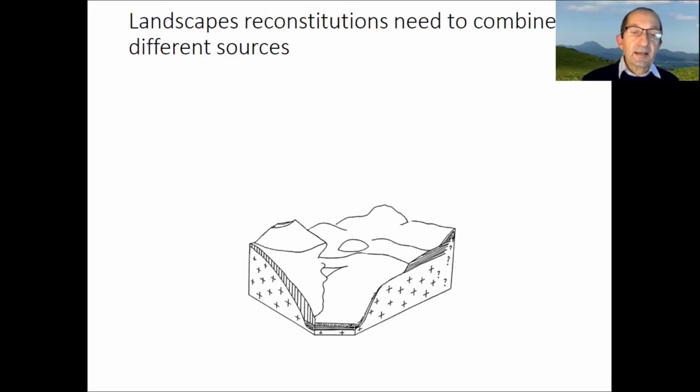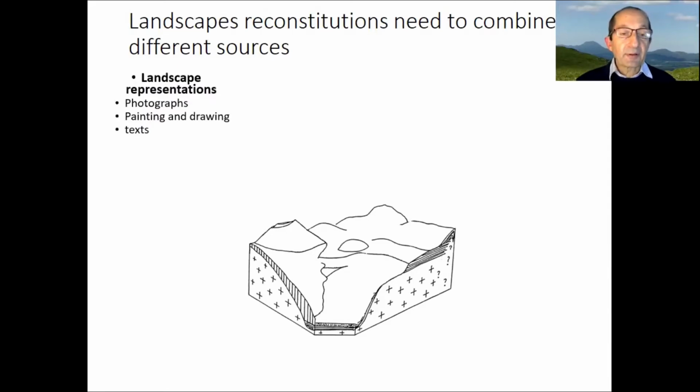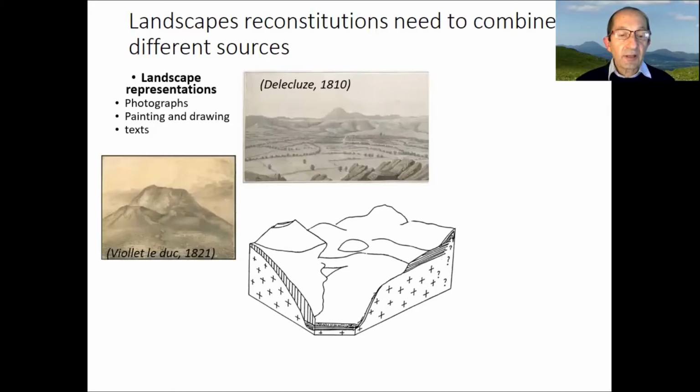Well, landscape reconstruction, in fact, needs to combine different sources. Of course, we think first about direct representation of landscape, for instance, old photographs or paintings or drawings or texts. For instance, here in the Chaîne des Puys, you have some drawings and paintings from Viollet-le-Duc, a famous architect.